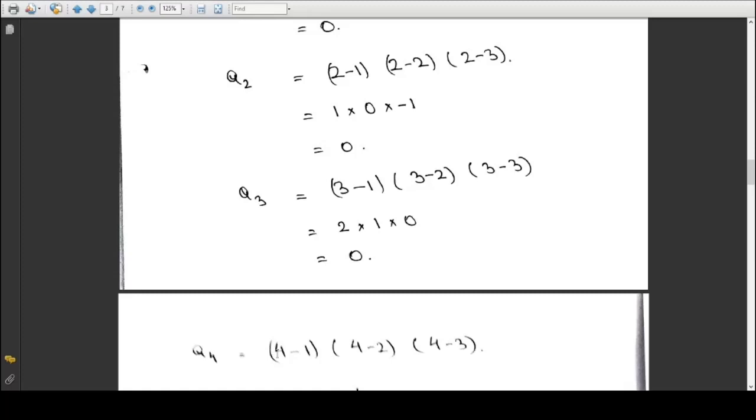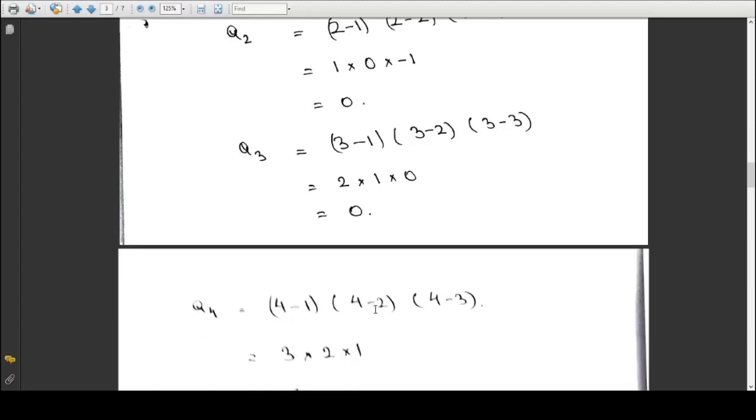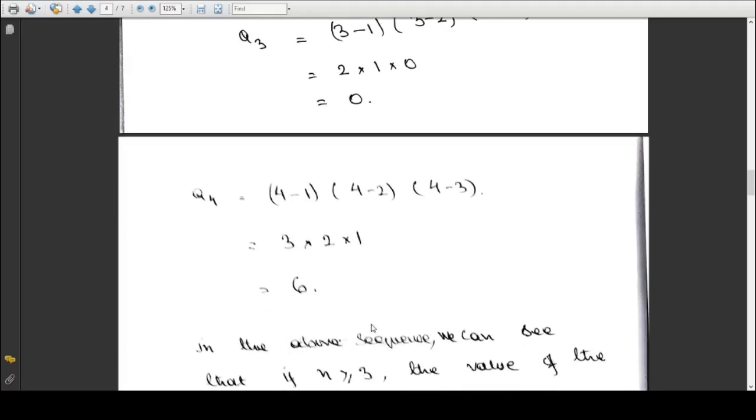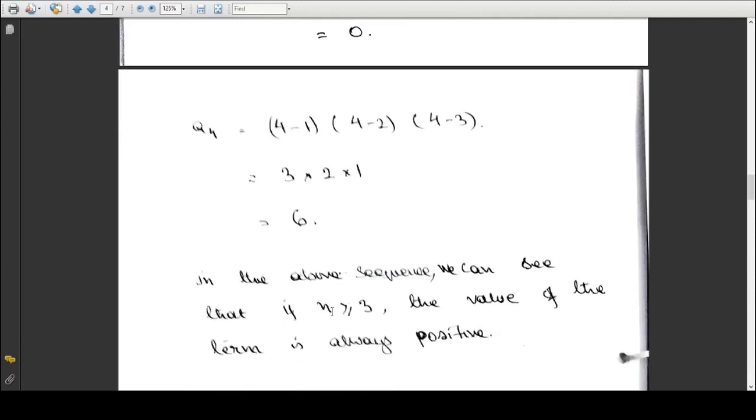Whereas the fourth term: 4 minus 1, 4 minus 2, 4 minus 3. 4 minus 1 is how much? 3. 4 minus 2 is 2. 4 minus 3 is 1. If you find the product, you will get 6. Isn't it? Now, in the above sequence, what do we see? That if n is greater than or equal to 3, the value of the terms is always positive.